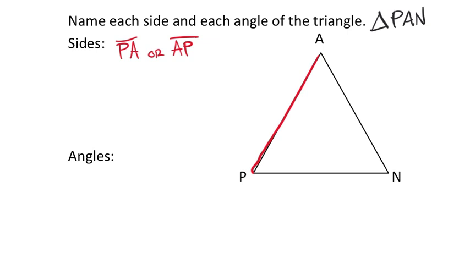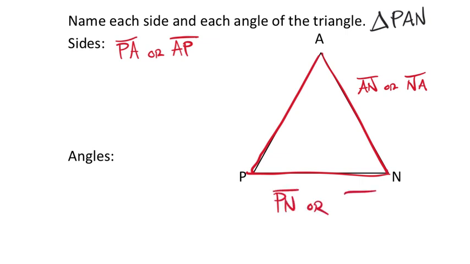It doesn't matter. But the same is true for this side length right here, which I could call side length AN. Or if I wanted to, I could call it side length NA. It doesn't matter. And then, of course, the third side length right here at the bottom could be side length PN. Or we could call it side length NP. Okay, because the order of the letters does not matter. And again, on the assignment, you have to use capital letters for these, because generally in math for corners of shapes, they'll use capital letters.